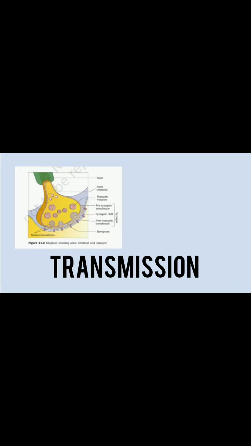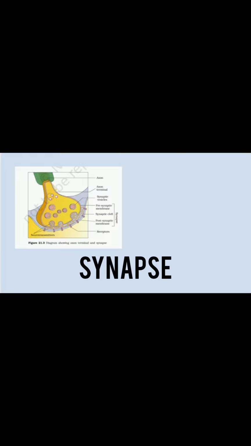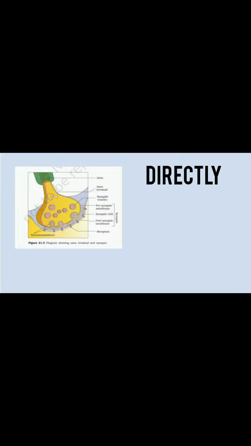When the impulse reaches the end of the axon, it needs to move to the next neuron through a synapse. There are two types of synapses, electrical and chemical. In electrical synapse, the impulse passes directly from one neuron to the next. It's very fast but quite rare in humans.